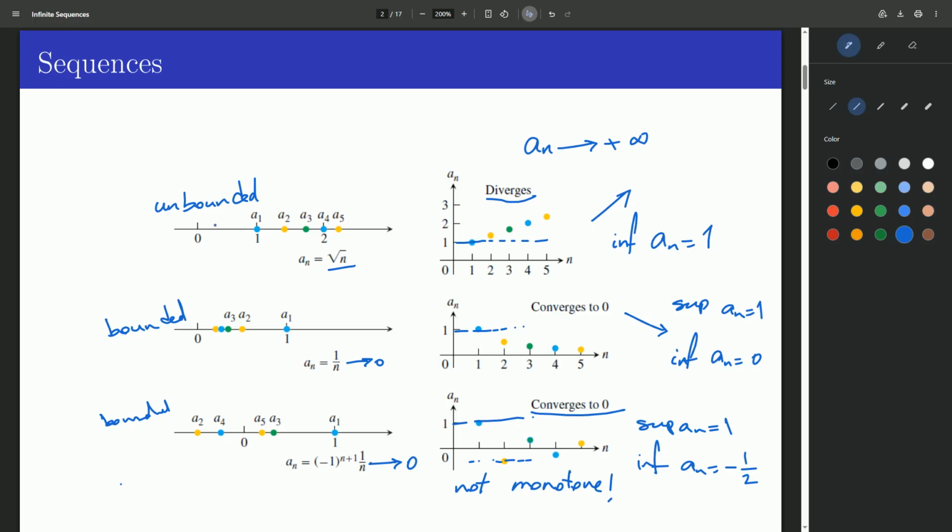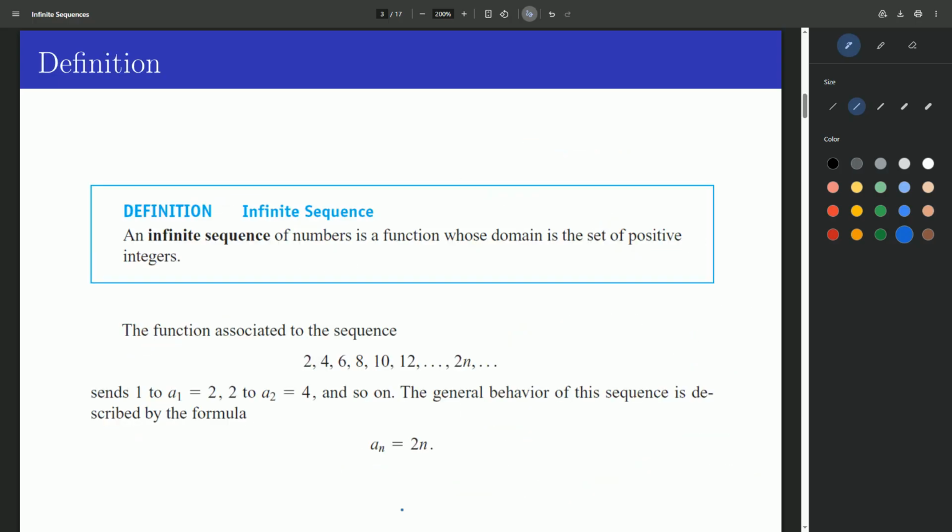So the first two are monotone, the last one is not monotone. The first sequence is unbounded. The second and the third sequences are bounded. If the limit exists, we say the sequence is convergent or converges to this limit. If it goes to infinity or the limit does not exist, we say that the sequence is divergent. In general, a sequence is a function whose domain is the positive integers or natural numbers. So anything we studied related to functions we can use for sequences.